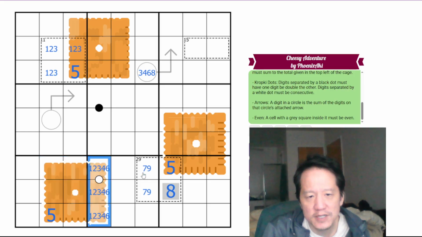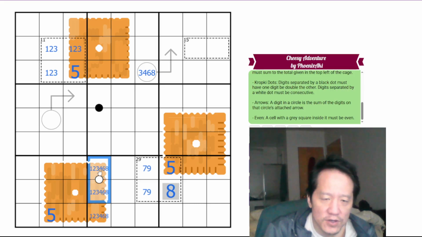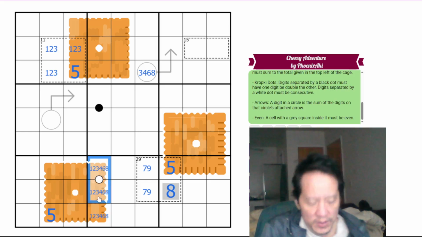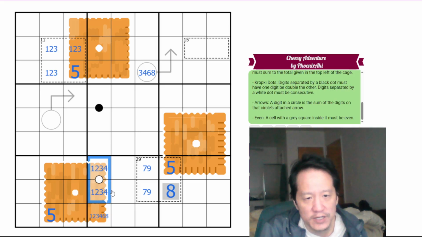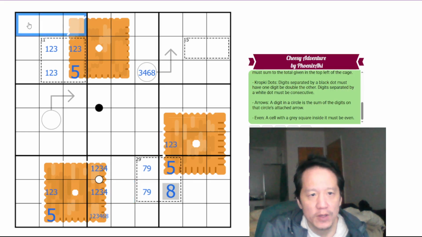Could be 6, cannot be 7. It could be 8 here. But if either of these are 8 or 6, there's no other digit here that can be consecutive with it. So this specifically cannot be 6 or 8 here. We know these digits are 1, 2, or 3. This is 1, 2, or 3.